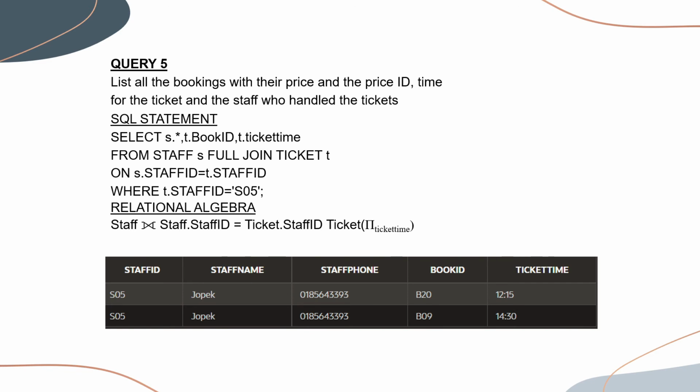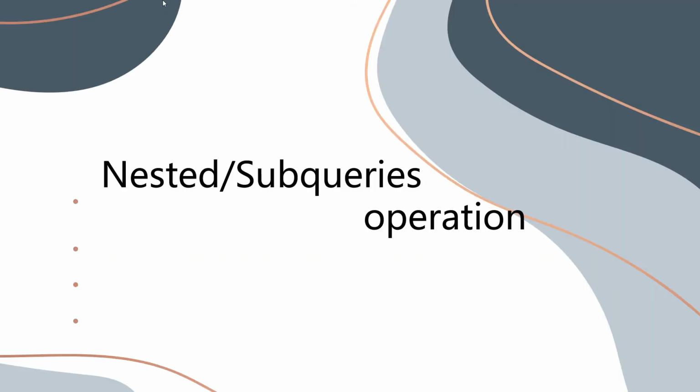Last, for query number 5, we will list all the bookings with their price and price ID, time for the ticket, and staff who handle the tickets. And then this should be the SQL statement, RA, and the output.